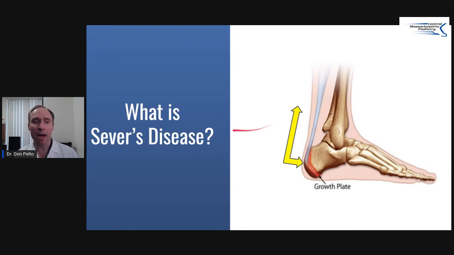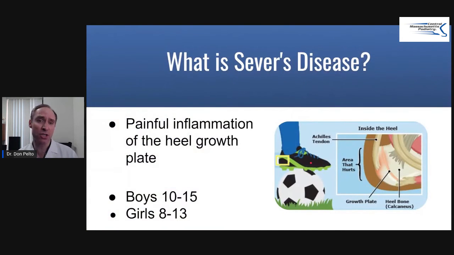Okay. But the gist of it is that Sever disease is pulling on the growth plate. This area here, where that growth plate is, is right where the Achilles tendon inserts. And if you can imagine, if you pull on that Achilles tendon, it's going to pull on the growth plate, and that's going to cause pain for patients. Not all kids have pain in this growth plate, but there are certain conditions that they have it. Let me just explain a little bit more. Just to simplify it, it's painful inflammation of the heel growth plate.